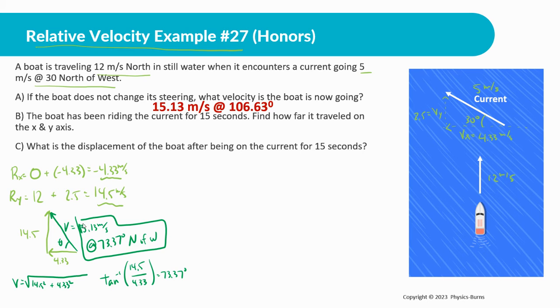Okay, moving on, part B. The boat has been riding the current for 15 seconds. How far is it traveling on the X and Y axis? Okay, so let me use a different color for this now. I'm going to use this. So this is part B.